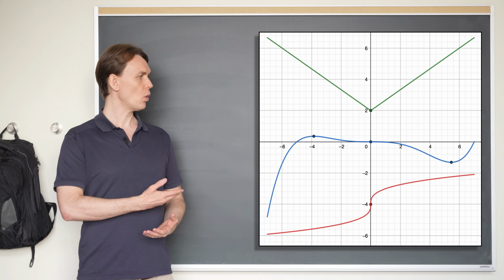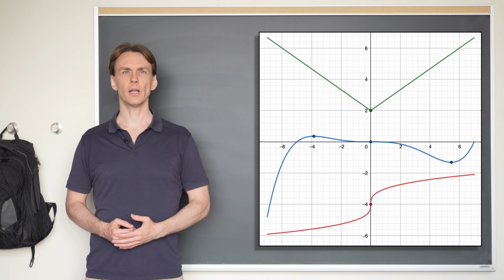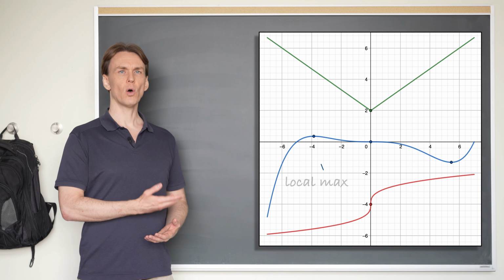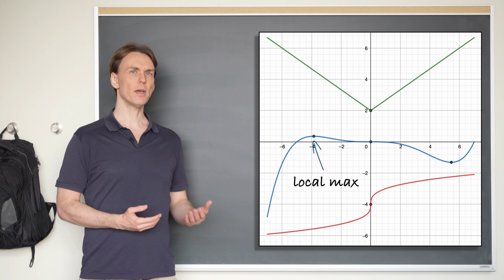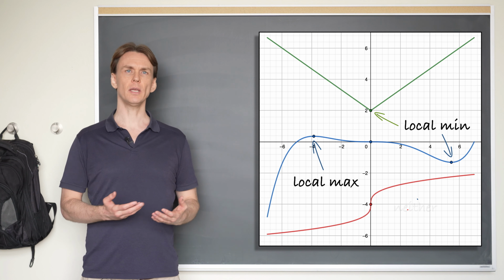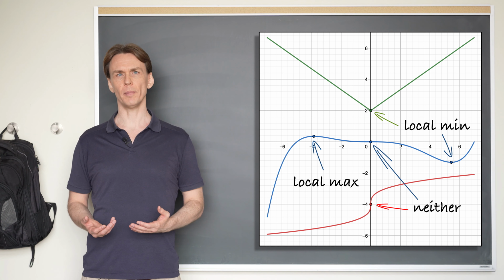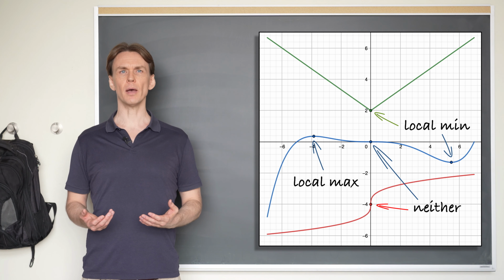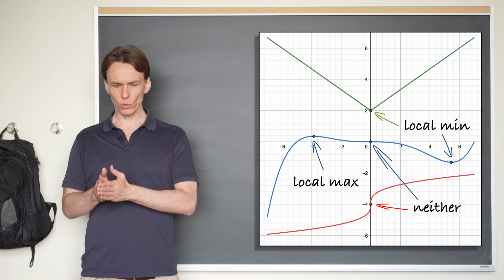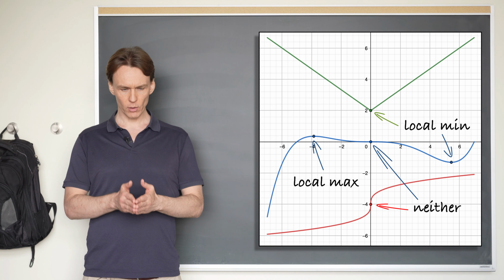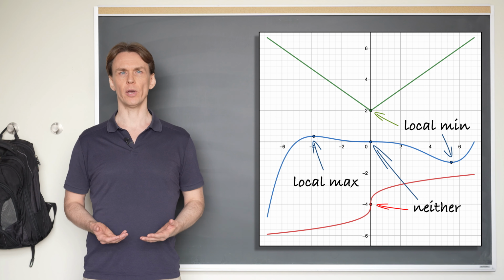Now, if you look at all these different critical points, you can see that some of them can be local maxima, some others can be local minima, but some critical points may be neither local maxima nor local minima. So when we are looking for local maxima and minima, first we have to find all the critical points, but then we have to check what happens at each particular point.